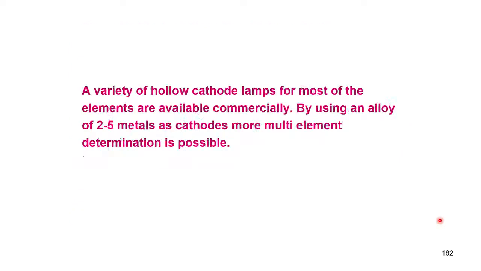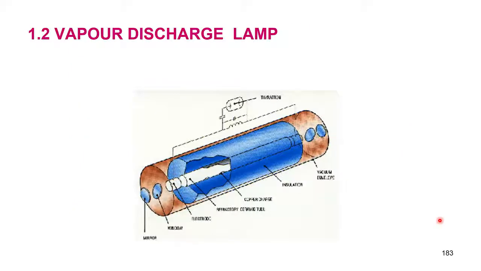known as vapor discharge lamp. Here you can see that the construction is almost similar to the hollow cathode lamp. It is a long tube made of pyrex at this end, or a quartz window at this end, okay.